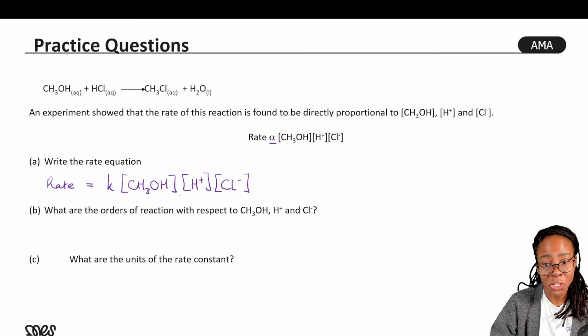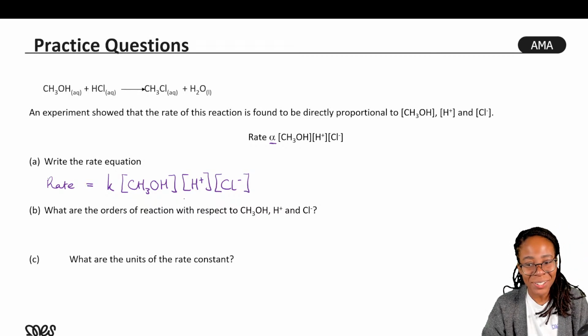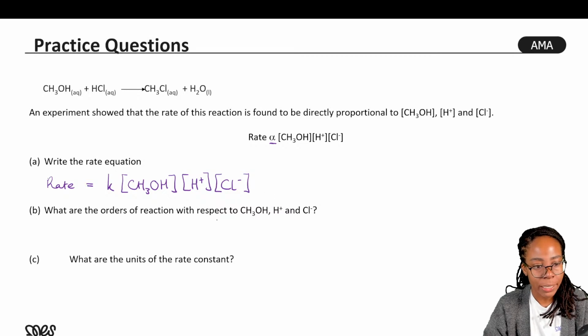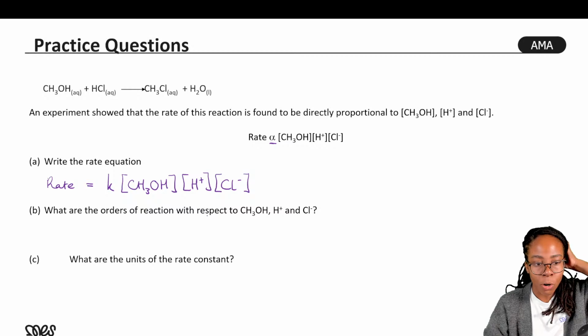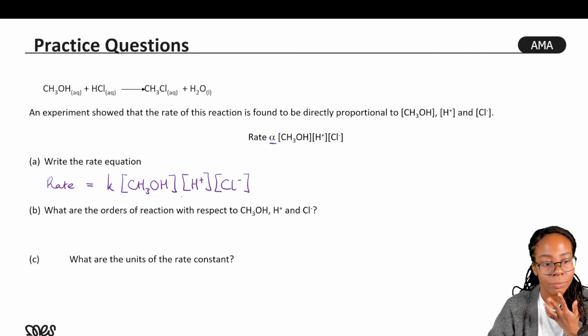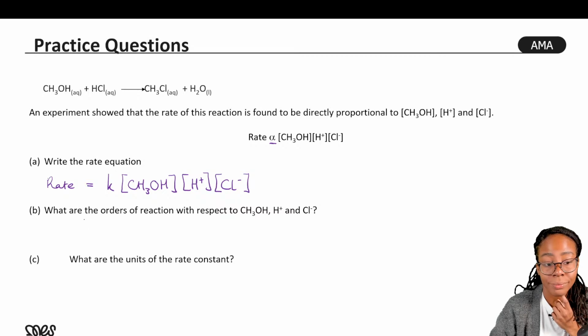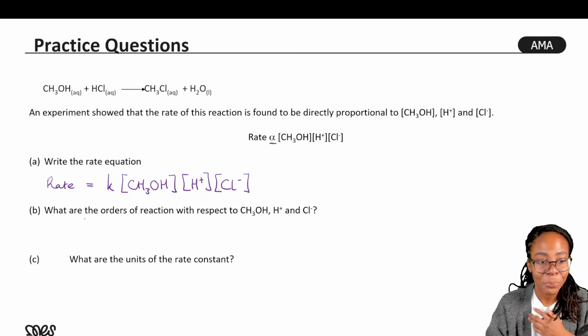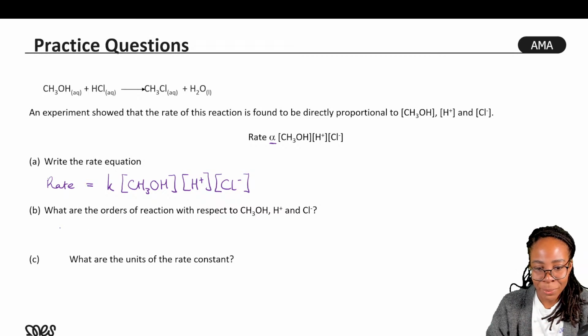Oh, I've just answered that question. What are the orders of reaction with respect to methanol, H plus, and Cl minus? What would you call those orders if they're raised to the power of 1? Anyone? Hello, hello? Thank you, A. Lovely. We would call that first order.